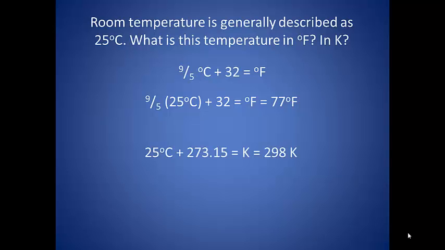Now for Kelvin, all we have to do is add 273.15 to our 25 degrees Celsius. This gives us a Kelvin temperature of 298. Notice that when we write a temperature in Kelvin, we do not use a degree sign.